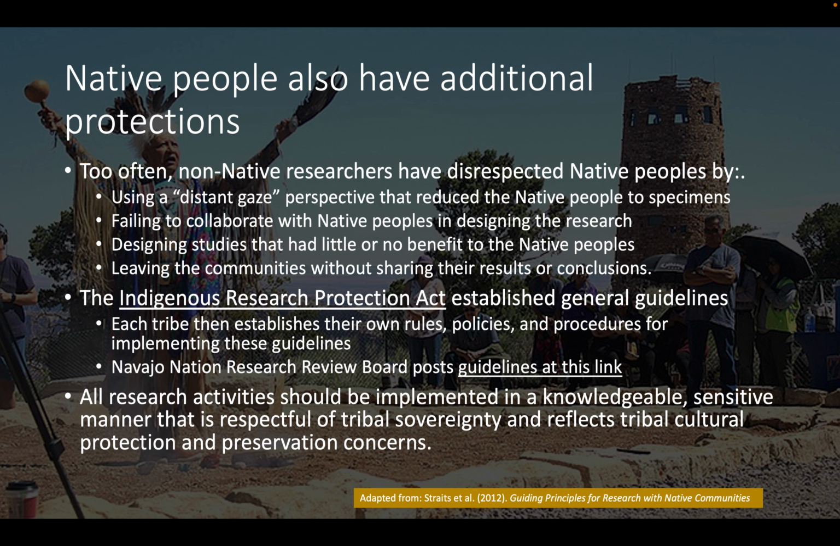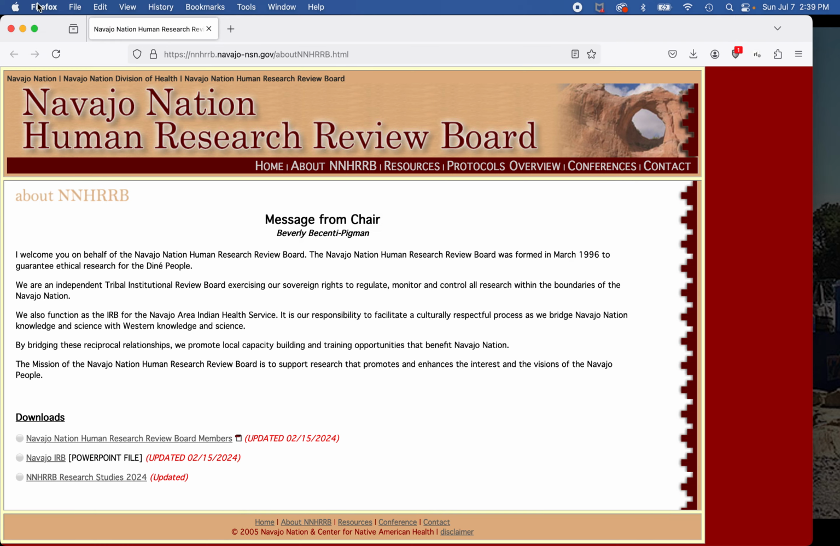The Indigenous Research Protection Act established general guidelines. Each tribe then establishes their own rules, policies, and procedures for implementing these guidelines. Navajo Nation Research Review Board posts guidelines at this link, and if you click on that, it'll go to that link. Will it? Yes, it will. There you go. Okay.